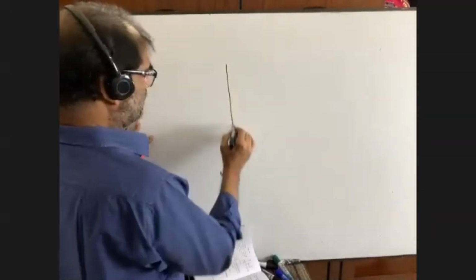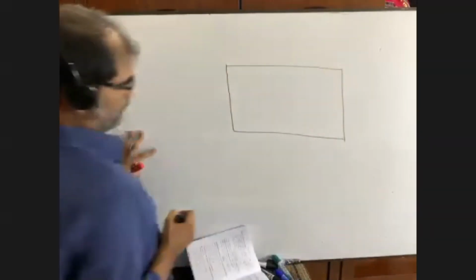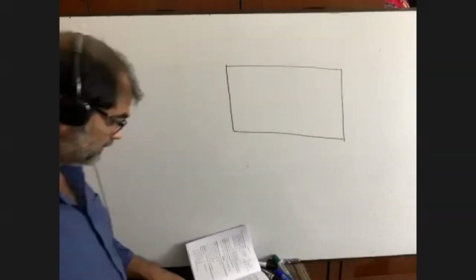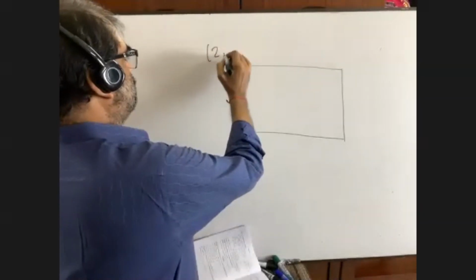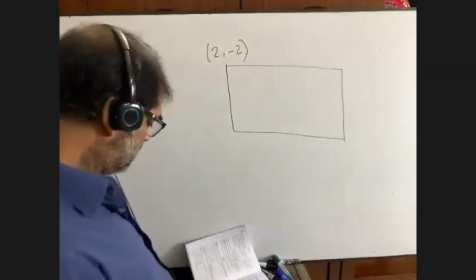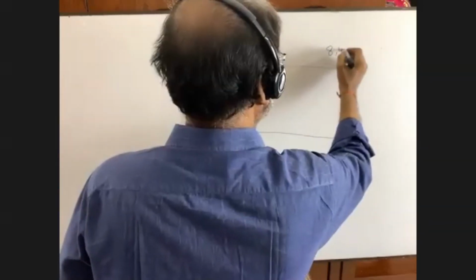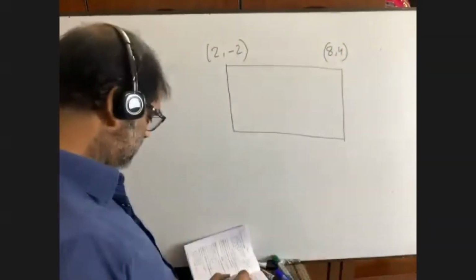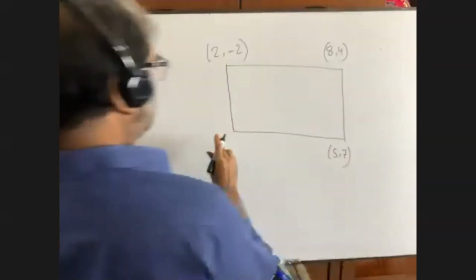Can we do another math? Okay. For rectangle. Now you will find it. It is a rectangle. Suppose it is given 2 minus 2. Then it is 8, 4. Then it is 5, 7. Now can you find this point?